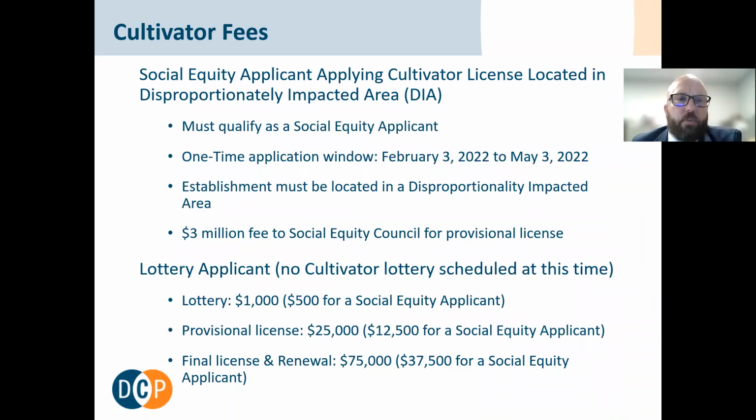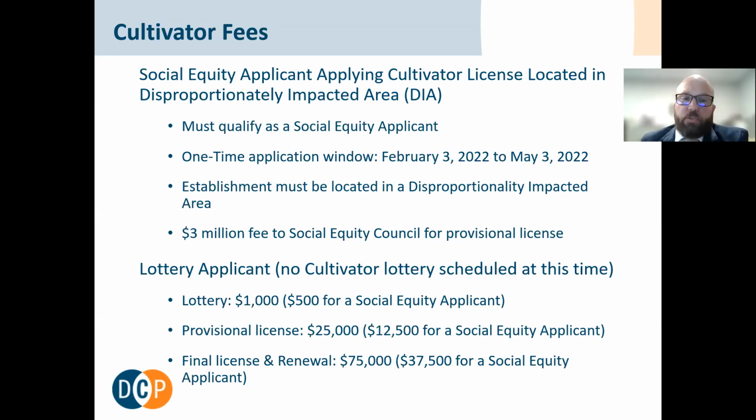There are a couple of different ways for cultivator licenses to be issued. The first one is a specific disproportionately impacted area cultivator license. These individuals need to qualify or have a qualified social equity applicant as part of that business structure. There's a one-time application window from February 3rd to May 3rd. The establishment must be located in a disproportionately impacted area. So the business itself has to be located in that area where they intend to operate.